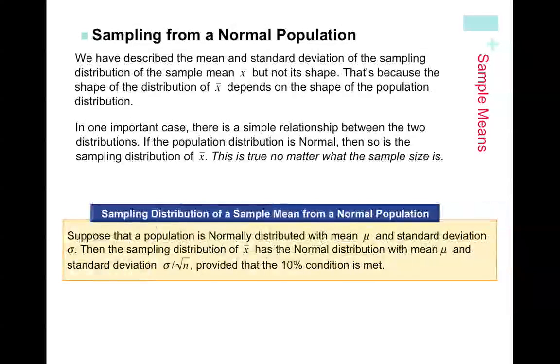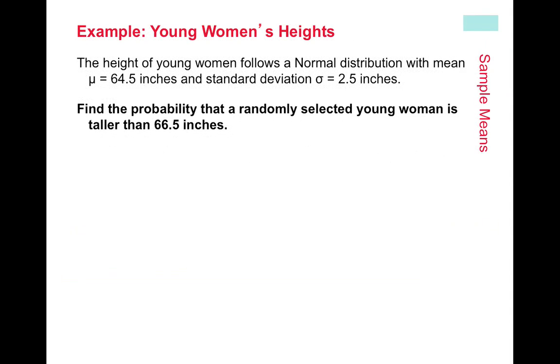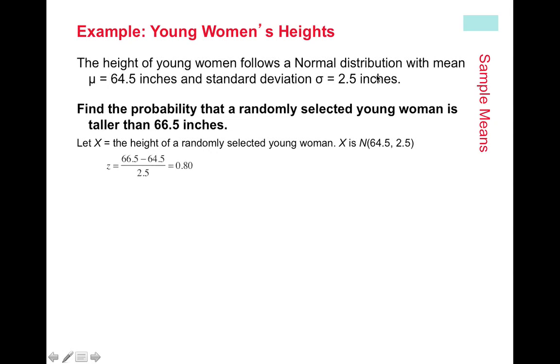Alright, when we were talking about shape, if you start off with a population that is normally distributed, the sampling distribution of x bar is normally distributed. So this one here, we start off with a population that's normally distributed.